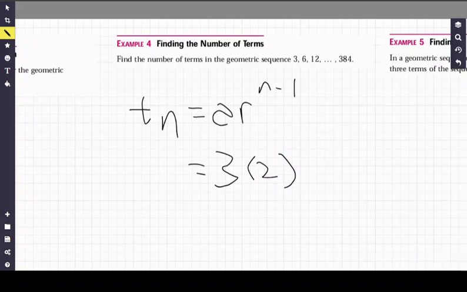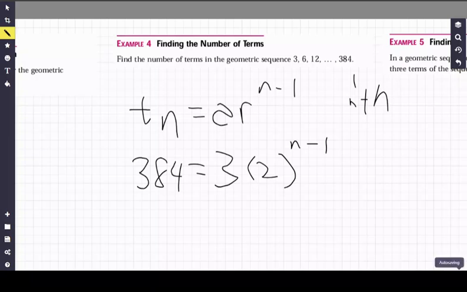But we do know Tn. So this is our nth term, right? Because we don't know how many terms there are. So we can only see that 384 is our nth term. So essentially, when we figure out n, we're going to be able to figure out how many terms there are. Right? So Tn, the nth term is 384, and then we have n minus 1.